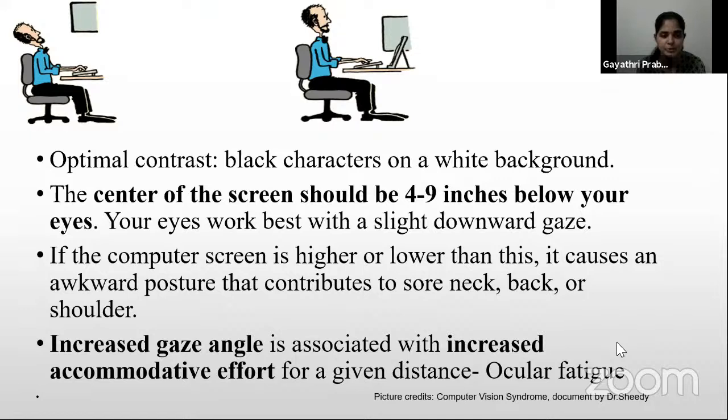The third thing with this position is there have been studies which indicate that when the gaze angle is increased, then the amount of accommodative effort that you need to put for the same task increases. So it increases by an amount of 0.5 to 0.75 diopters. So if you're constantly putting this excessive accommodative effort for the same task for a long prolonged period of time, you're obviously going to get tired faster, and that results in ocular fatigue. So the positioning of your screen is very important.